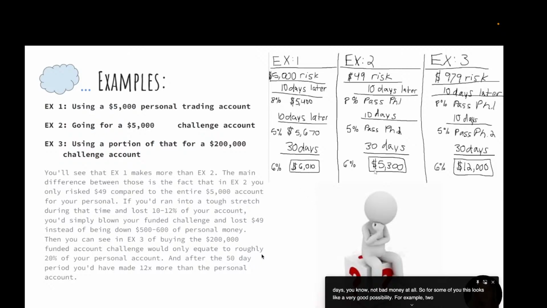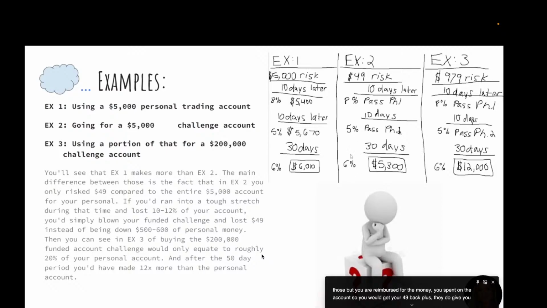For example 2, remember, you're only risking $49, but you're trading with a $5,000 account. You are going to pass phase 1, pass phase 2. You don't get paid for those, but you are reimbursed for the money you spent on the account. So you would get your $49 back. Plus, they do give you a small profit percentage off of phase 2, whatever you make. It depends on what you make, but yes, they will give you a small amount.